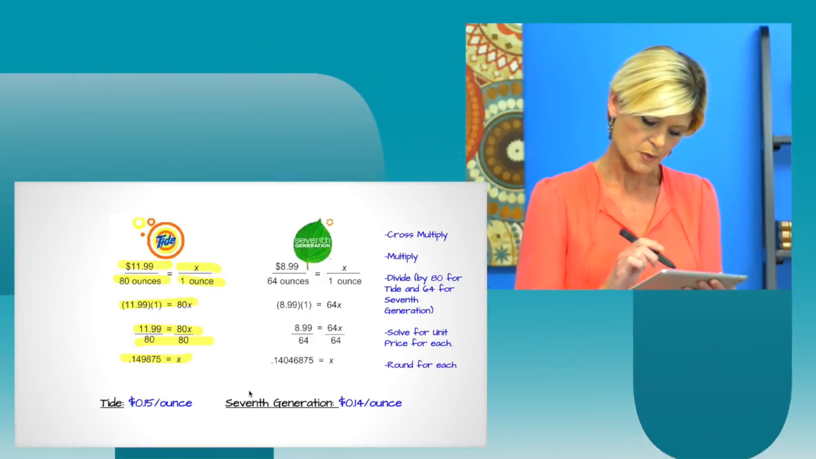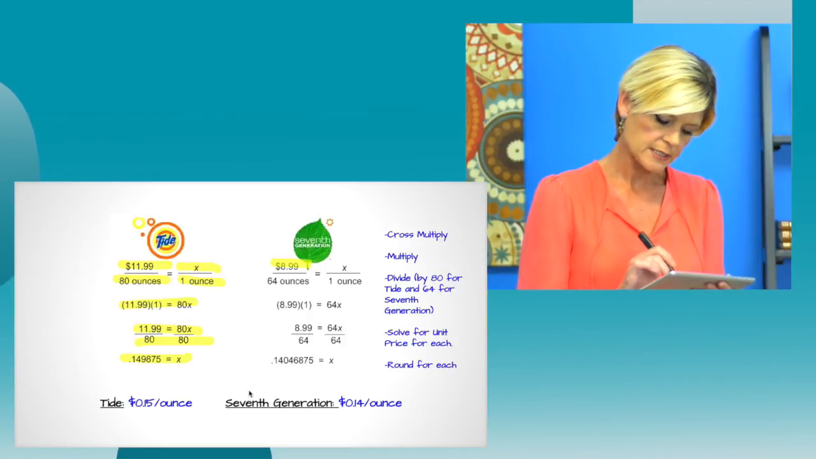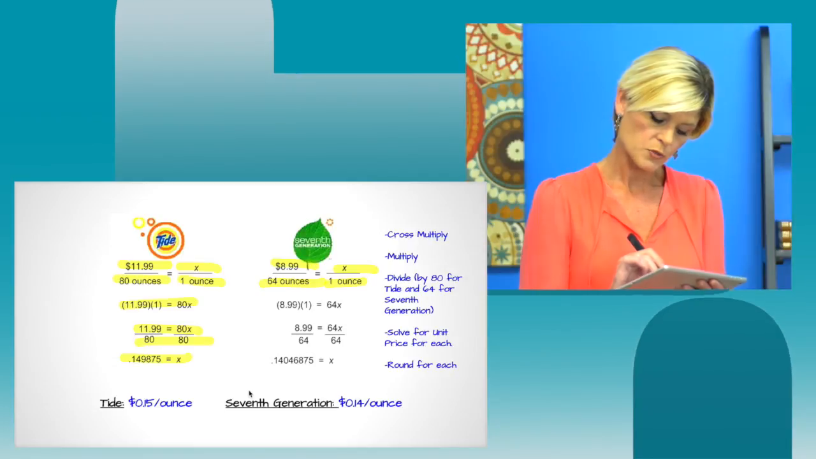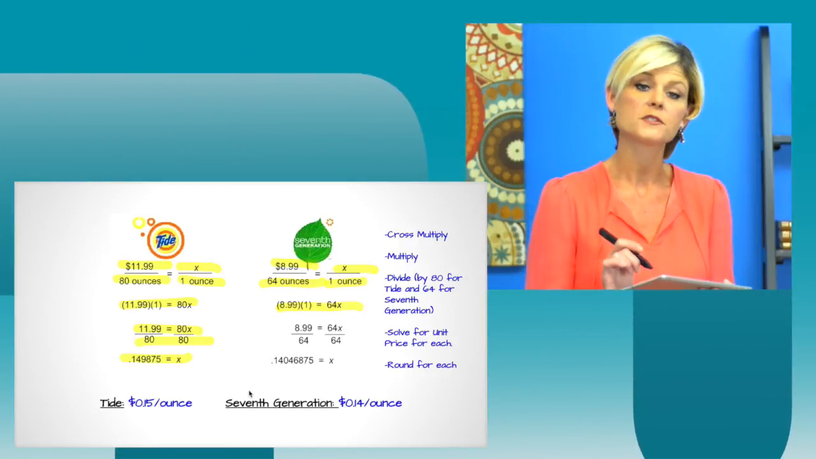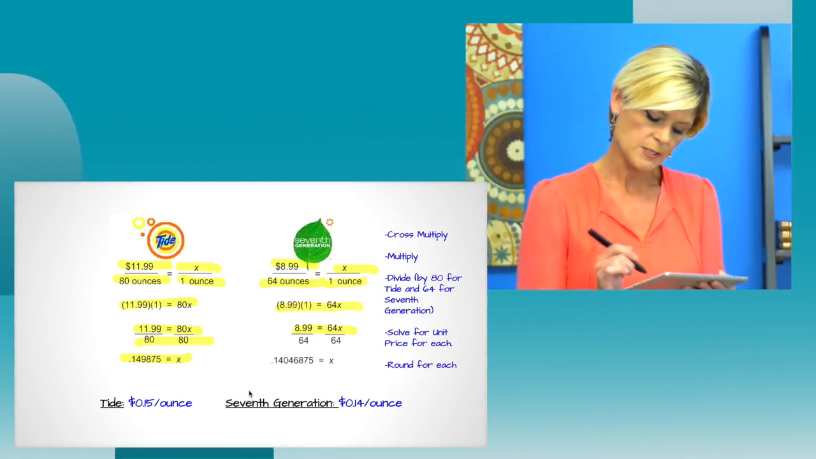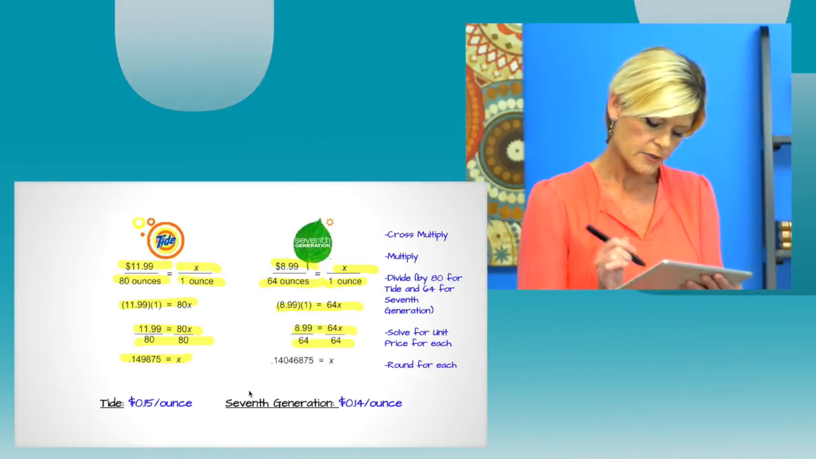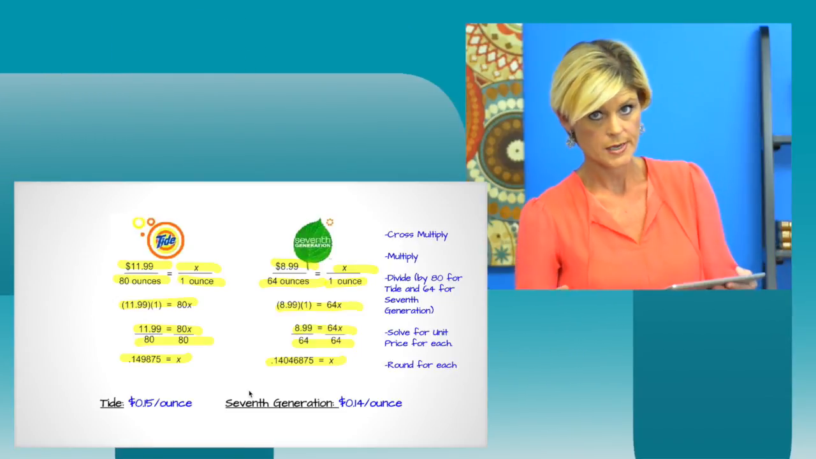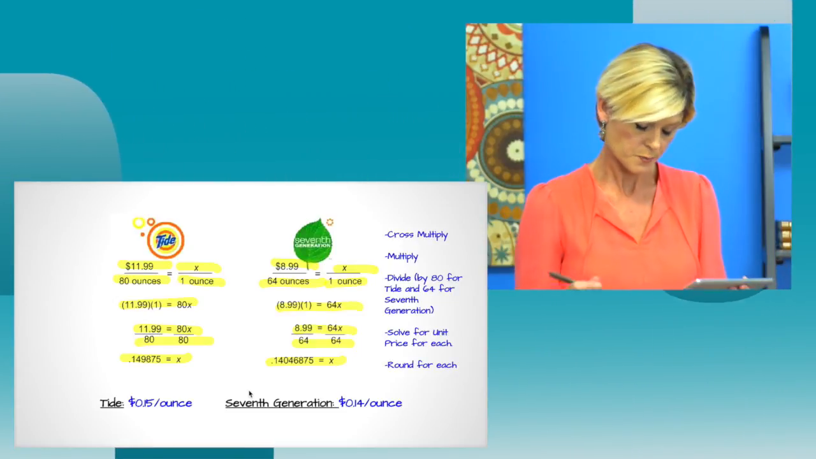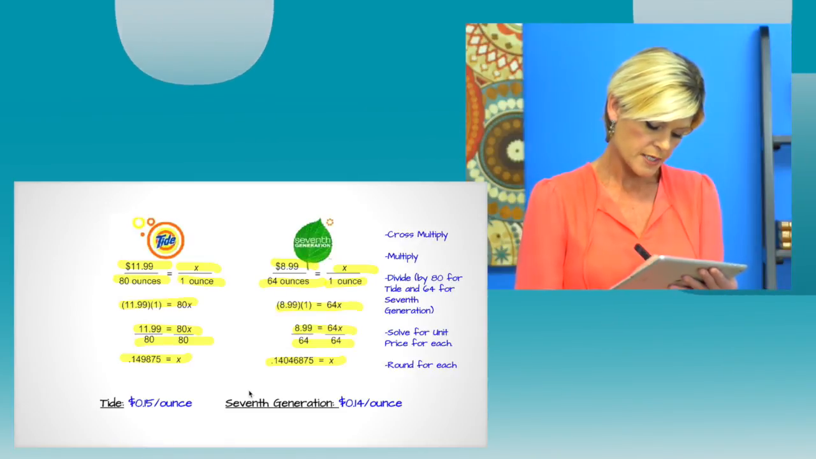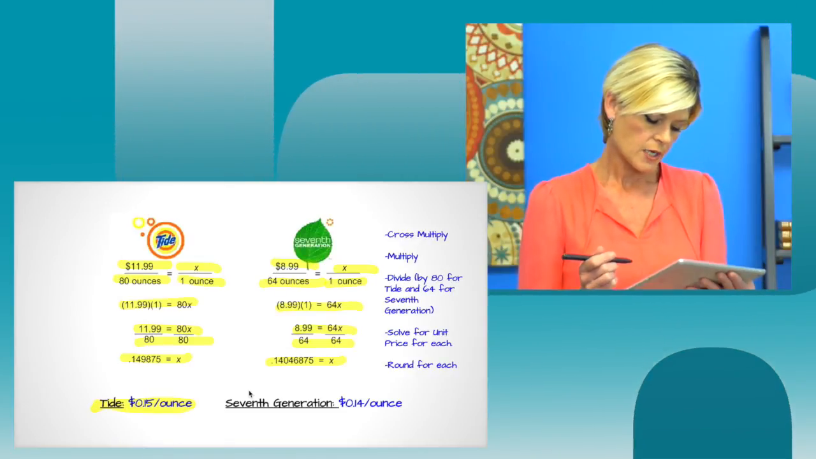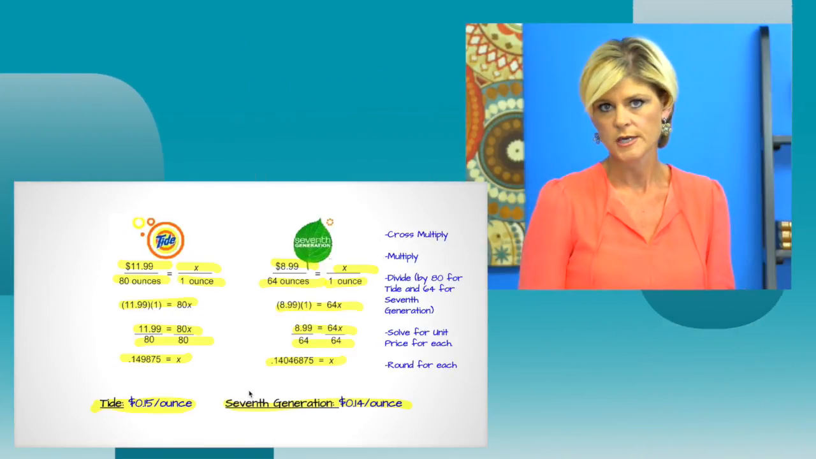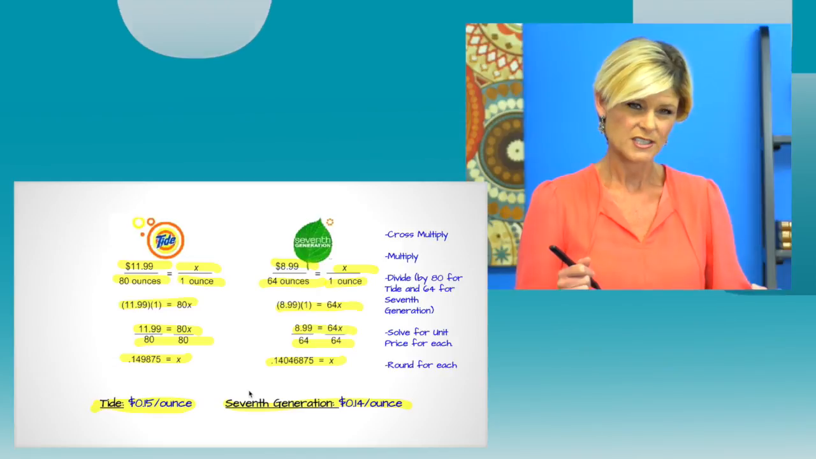Find out what the unit price is for that one. We have $8.99 for 64 ounces. What is the cost for 1 ounce? I'm going to cross multiply. $8.99 times 1 equals 64x. Divide both sides by 64, and I get x equals 0.140046875. So obviously we're going to want to round that to identify how much each one is per ounce. So after we round, we identify the fact that Tide costs 15 cents per ounce, and 7th Generation costs 14 cents per ounce. So actually 7th Generation is a little bit better of a deal.